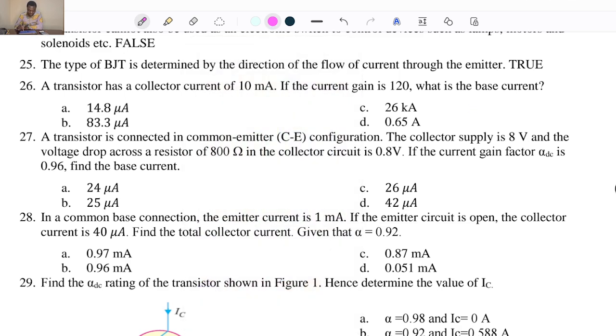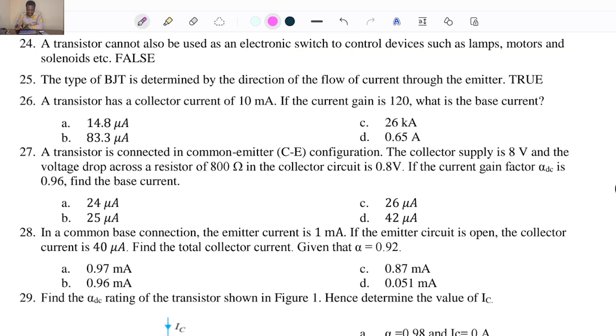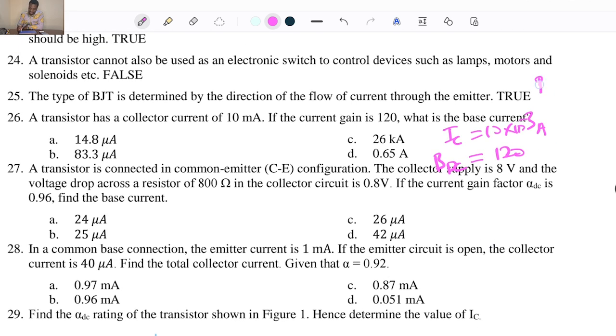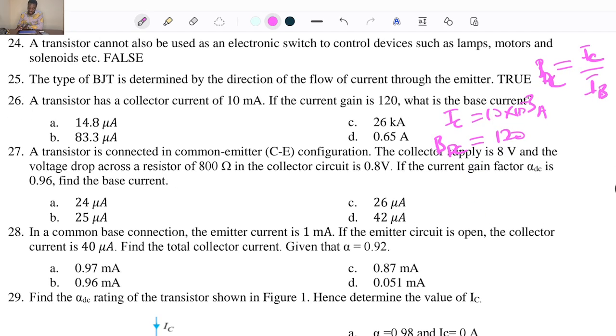So question 26, we have a transistor has a collector current of 10 milliamps. So meaning I have my IC is equal to 10 raised to power minus 3 amps. Then the gain is 120. So the gain here is beta DC, which is 120. And we know that beta DC is going to be equal to the output current, meaning the collector current, over the base current. So you can see here we have to find the base current.